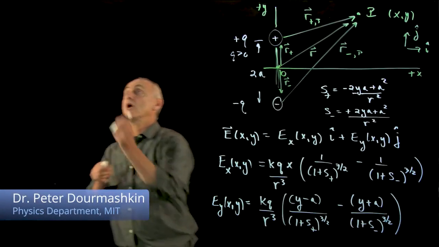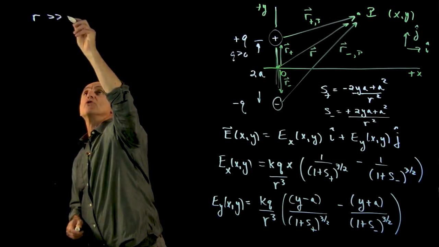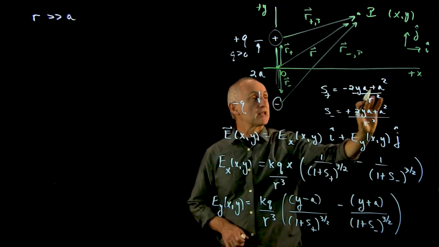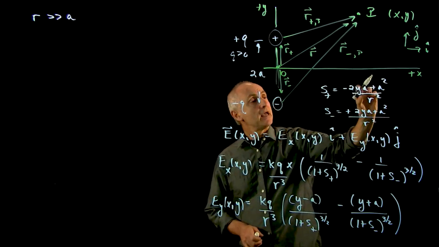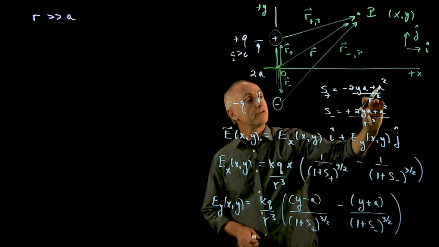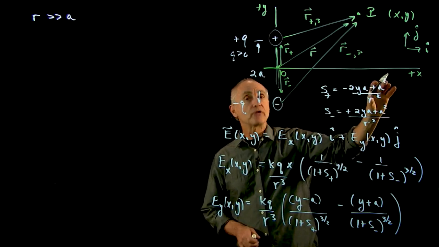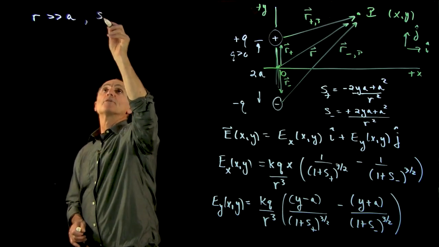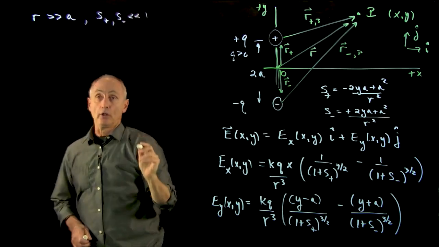We now want to consider our case where we're very far away from our source distribution. And what that means is if we look carefully at these terms, s plus and s minus, notice that they go like a times a distance y, but this is at best 1 over r. And over here it's a squared over r squared, so that goes like 1 over r squared. So in both of these cases, the quantities s plus and s minus are both very small.